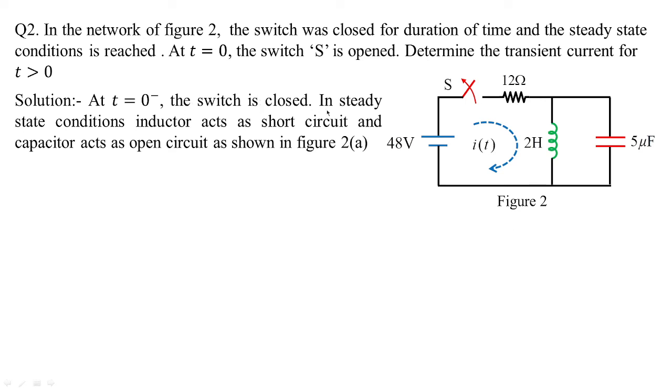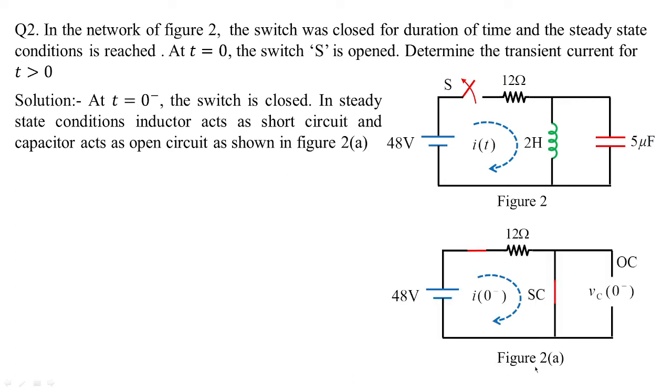switching, when the switch is closed. In steady state condition, the inductor acts as a short circuit and the capacitor acts as an open circuit. And this we can imagine in figure 2a. So this is how the circuit would have been before switching, meaning the switch was closed and then the switch is opened. When the switch was closed for a long duration of time, the inductor behaved as a short circuit and the capacitor behaved as an open circuit. And this is the circuit obtained for steady state condition for a long duration of time.